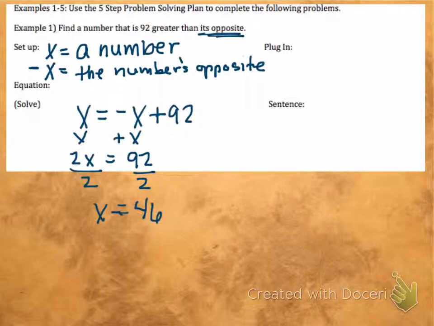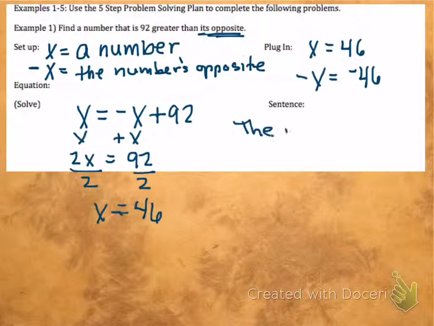Now this is a pretty simple plug-in, but you have x is equal to 46, and so then the opposite of x would be negative 46. And since it was a word problem, our sentence would just be the number is 46.